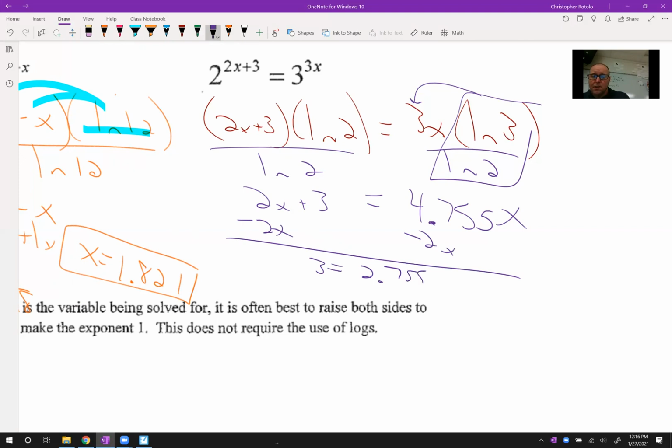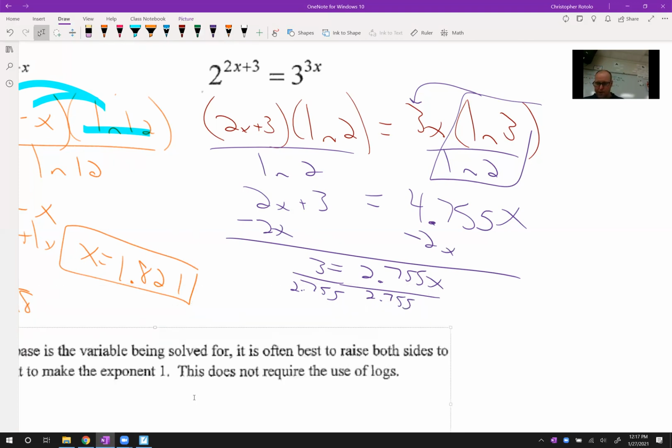All right, let's subtract 2x. You're still watching the video, so let's divide by 2.755. All right, so here we go. We need 3 divided by that, right? 3 divided by second answer.